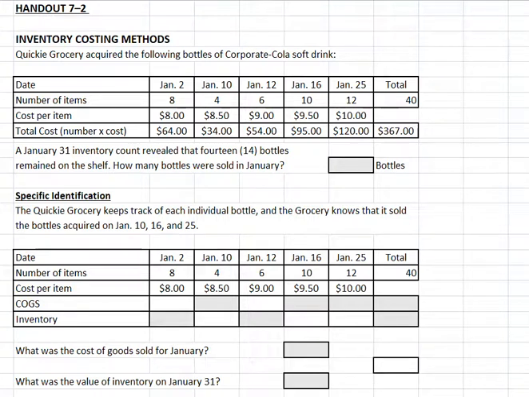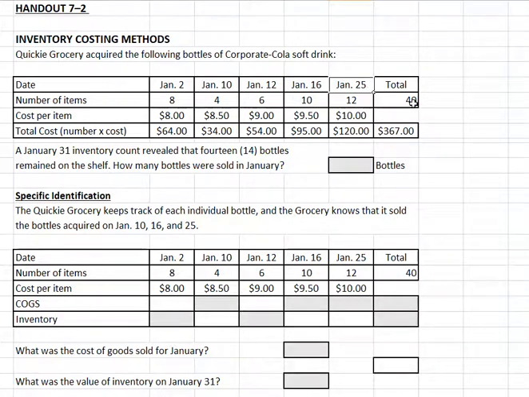In this video, we're going to walk through Handout 7-2, which again involves Quickie Grocery acquiring corporate cola, but this time they're going to make an acquisition of more than one bottle on each day, of course at different prices. On January 2nd, we can see that they acquired 8 bottles at $8 a bottle for a total of $64. January 10, 4 bottles at $8.50 a bottle for a total of $34. And Quickie also made acquisitions on January 12, 16, and 25th.